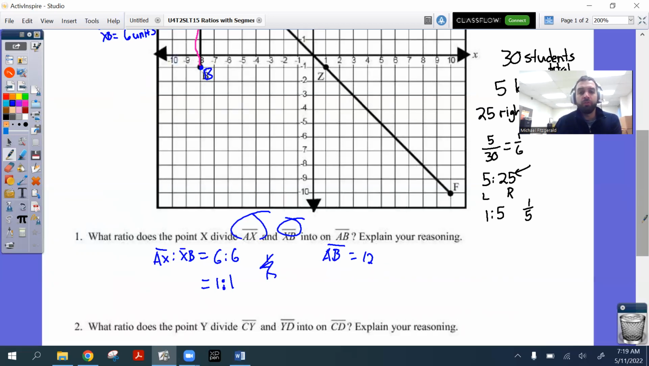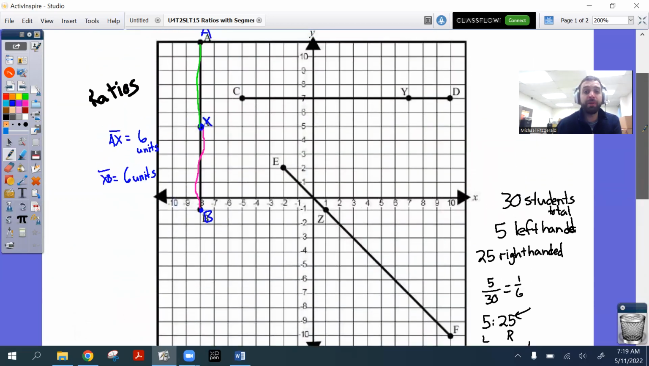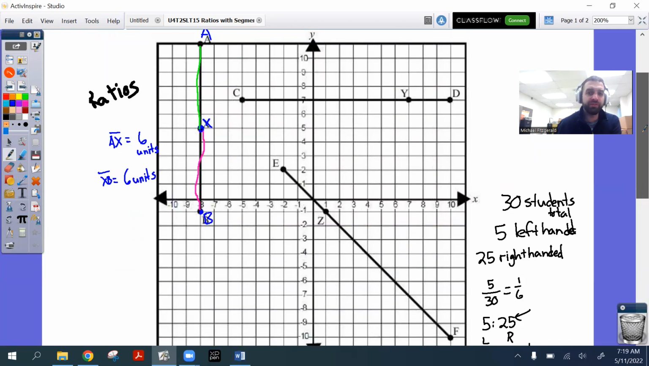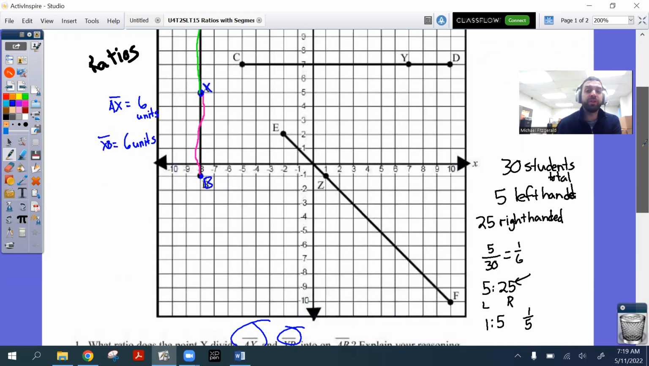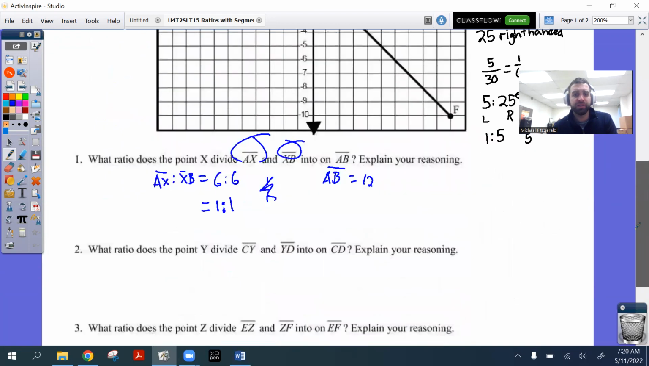So we might have to do this with more complicated measurements to find more complicated distances. Thankfully, what we have right now is either a completely 45-degree diagonal line, a vertical line, or a horizontal line. Let's take a look at the next one.